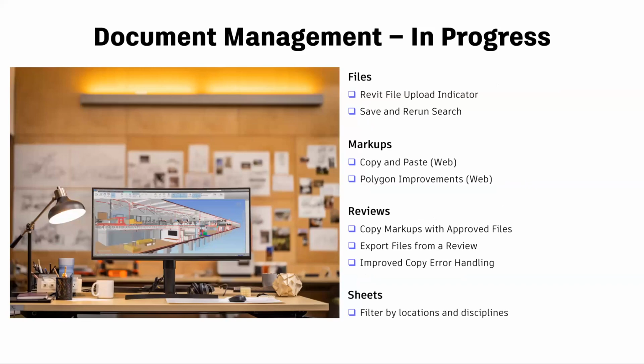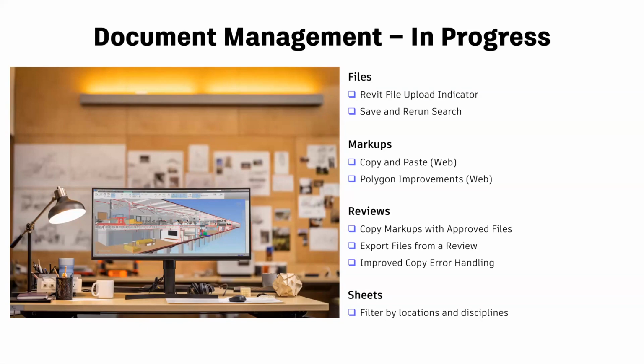And also on document management, there are a few things in progress, like for files, when you upload a Revit file, an upload indicator. Whenever you upload, there is the indicator, and save and rerun the search, and markups, like copy and paste the markups. That is an update which we are looking at, and polygon improvements. This is generally on the markup side when you work with the markups tool in Autodesk Docs, where you can copy and paste, and also the polygon improvements, and reviewers, again, to copy the markups with the approved files.